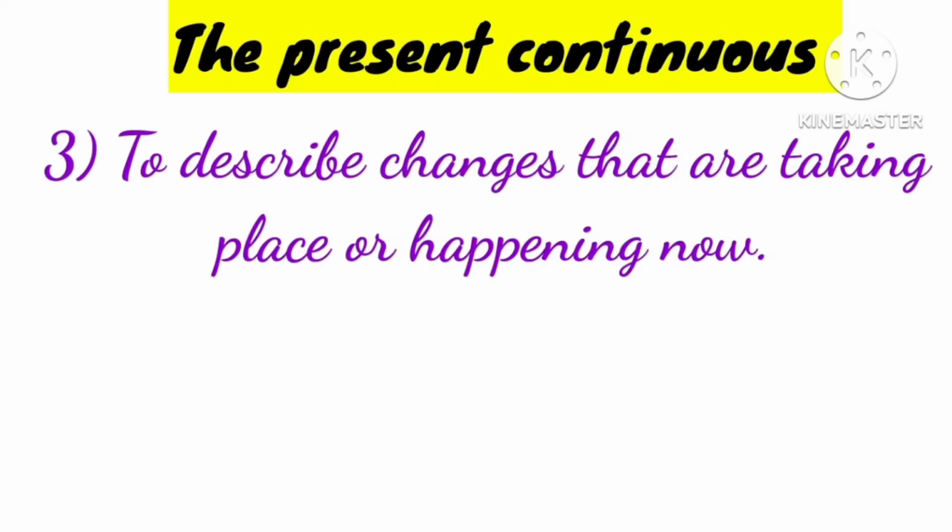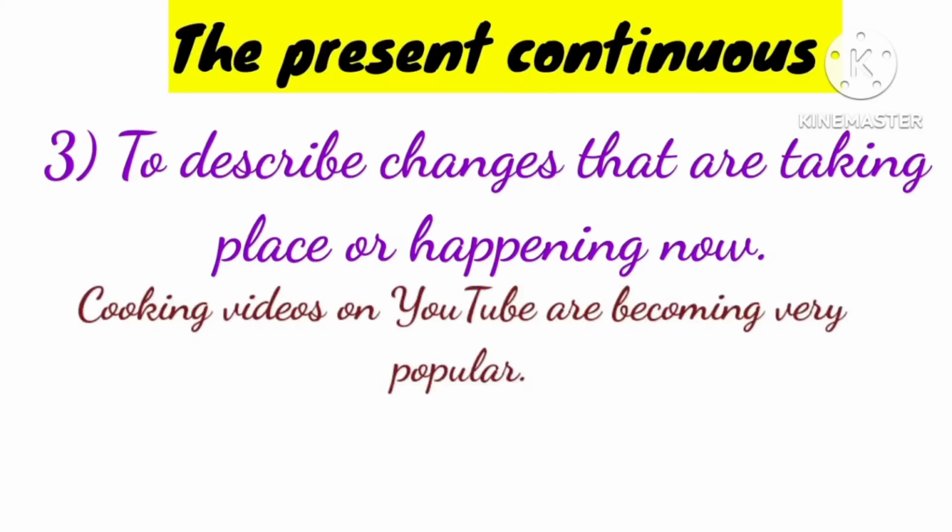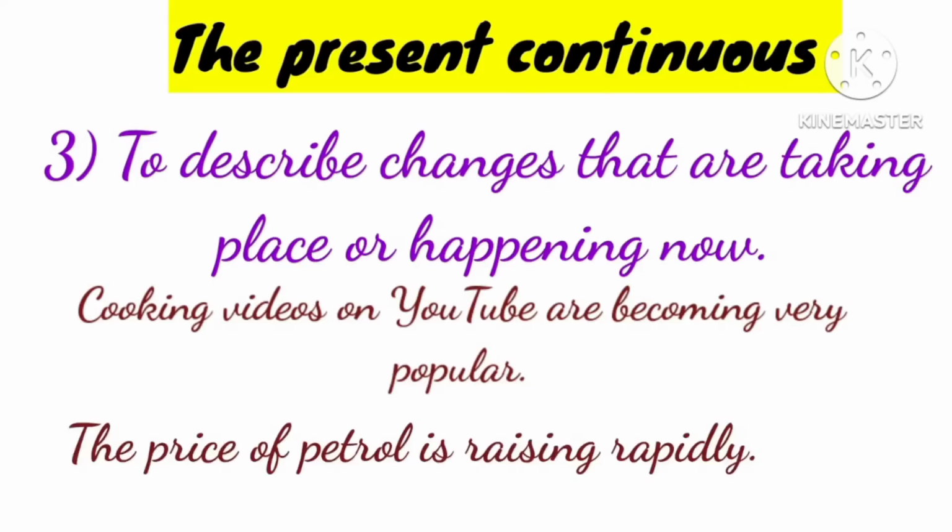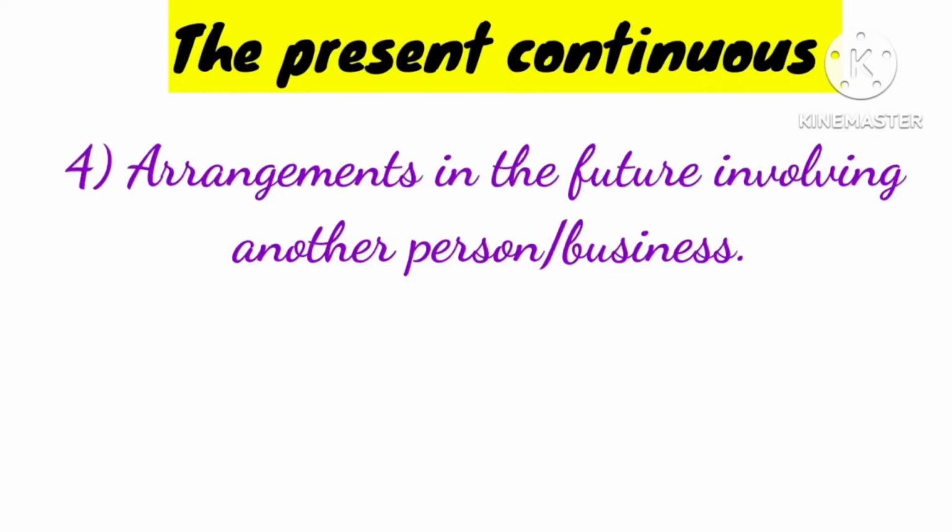Present continuous tense is also used to describe changes that are taking place or happening now at the present. Okay? Example: cooking videos on YouTube are becoming very popular. It means cooking videos on YouTube are becoming popular right now at this moment. So you are using present continuous tense. In the same way, the price of petrol is rising rapidly. Okay, this change is happening right now.